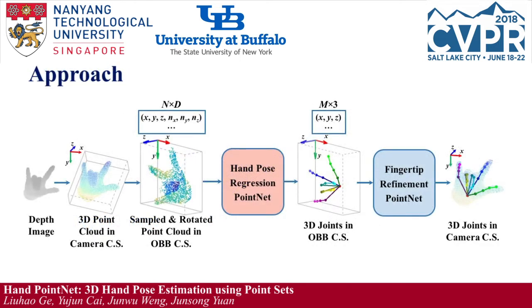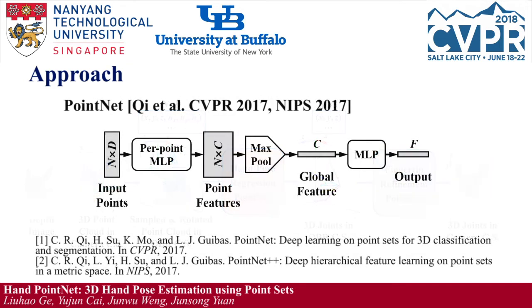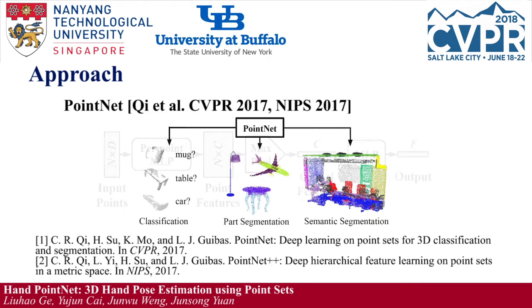In our work, we propose to estimate 3D hand pose directly on 3D point sets with the help of PointNet models. PointNet is a recently proposed method for 3D deep learning, which takes a set of points as input and is able to extract features of the point cloud. It has shown promising performance on 3D classification and segmentation tasks. In our work, we adopt this network model for the high-dimensional nonlinear regression task.